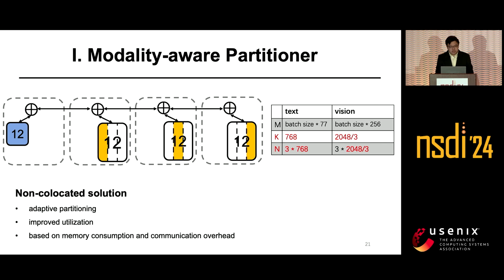So this is an example of our first component. After adaptively partitioning the model based on the memory consumption, we can see the K dimension and the N dimension are more similar. It will result in overall high utilization, because the smaller module now has a similar utilization compared to the large modules.